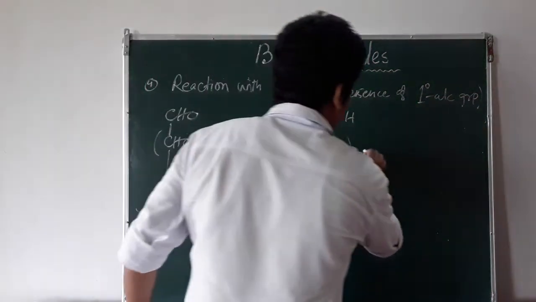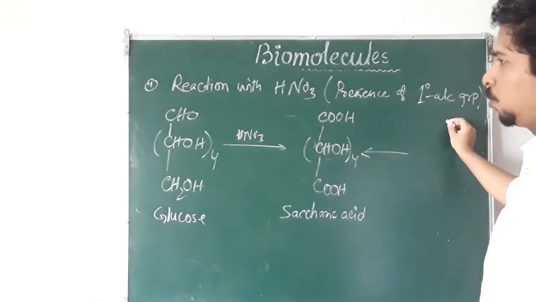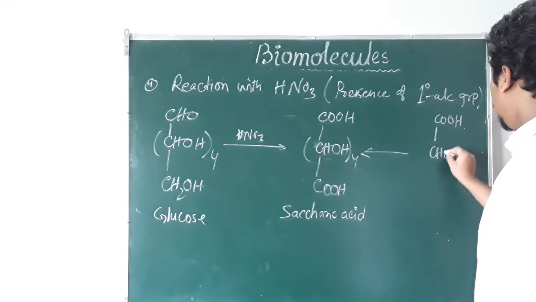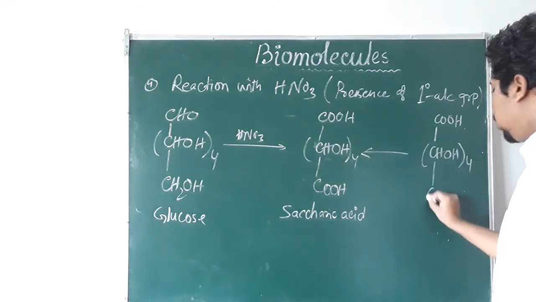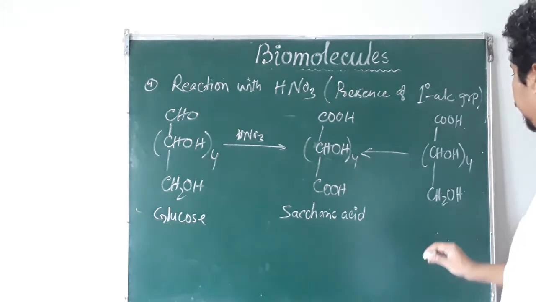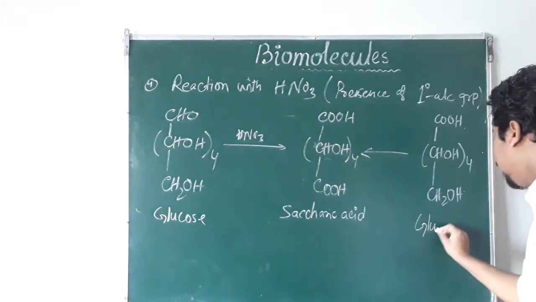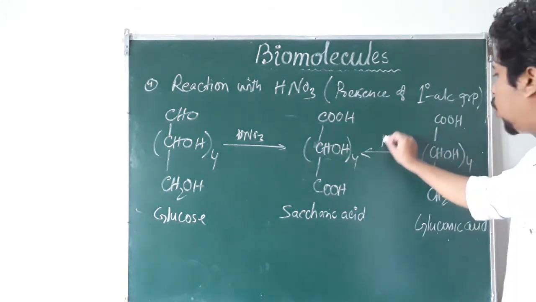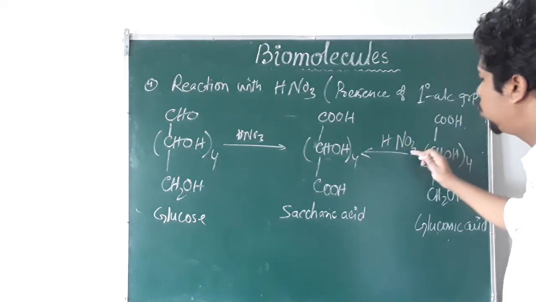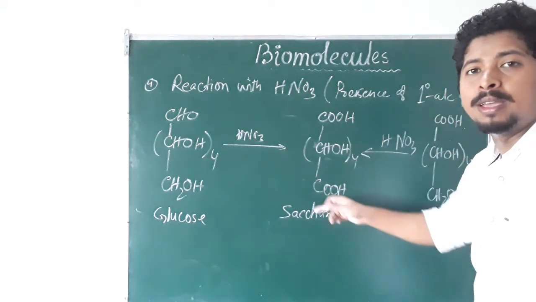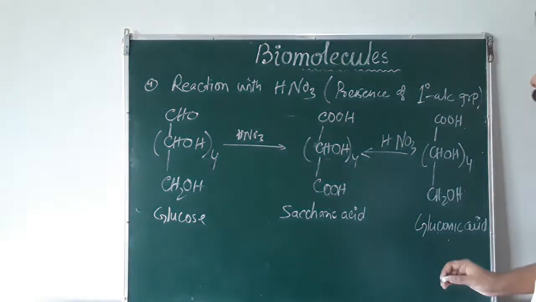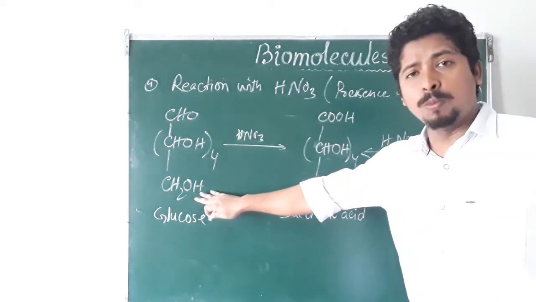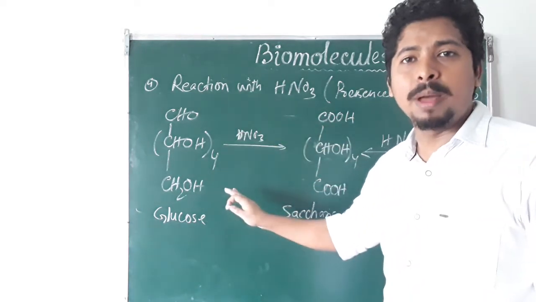Now another reaction is there. Suppose gluconic acid. The structure of this gluconic acid is COOH, CHOH 4 times, bond CH2OH. This is gluconic acid, and upon oxidation with HNO3 it will also give saccharic acid. So this reaction confirms that this glucose molecule contains one primary alcoholic group.